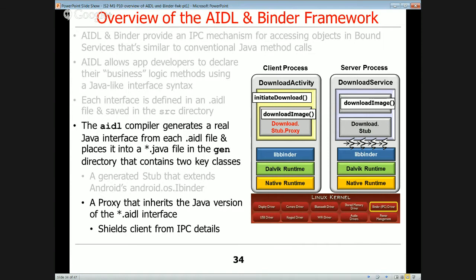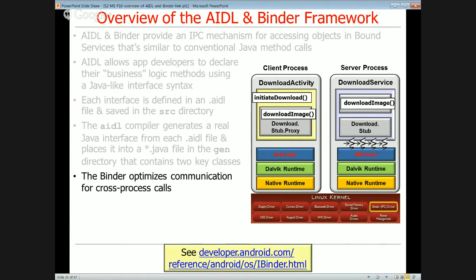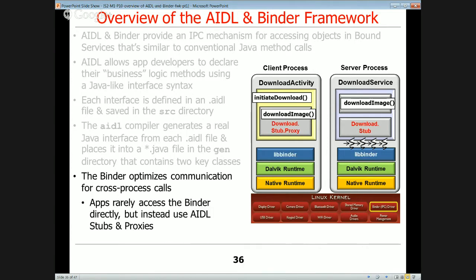So that's pretty much all there is to it. The binder under the hood optimizes the communication for cross-process calls. It's got all kinds of clever tricks it does to make things run fast. It also works properly if you have co-located calls. So if you end up co-locating things in the same address space as opposed to different address spaces, there are optimizations there that make it work very efficiently. You can find out more about the iBinder stuff here.